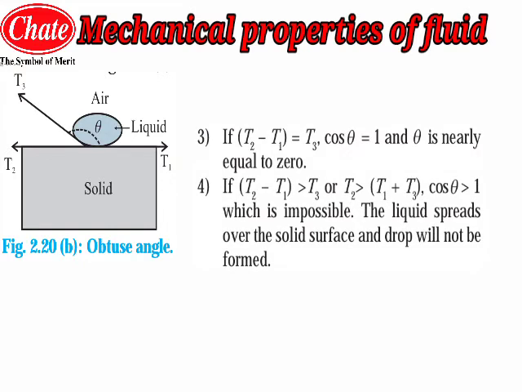Students, we can say if T2 minus T1 is equal to T3, then cos theta is equal to 1 and theta is nearly equal to 0. If T2 minus T1 is greater than T3, or you can consider T2 is greater than T1 plus T3, then cos theta will be greater than 1, which is impossible. Thus the liquid spreads over the solid surface and a drop will not be formed. So this condition happens in the case of the obtuse angle, you can observe in the diagram.